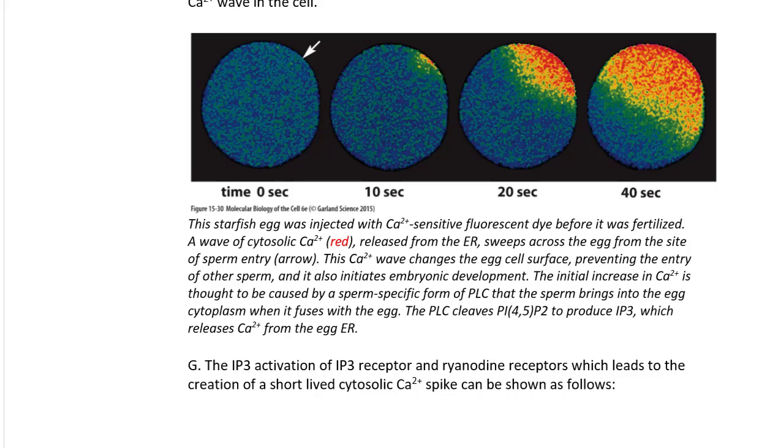The yellow color means low concentration, yellow and green. A wave of cytosolic calcium, red, released from the ER, sweeps across the egg from the site of sperm entry, the arrow. So sperm entry is right here. This calcium wave changes the egg surface, preventing the entry of other sperms, and it will also initiate embryonic development. The initial increase in calcium is thought to be caused by a sperm-specific form of PLC that the sperm brings into the egg cytoplasm when it fuses with the egg. The PLC cleaves PI45P2, PIP2 here, to produce IP3, which releases calcium from the egg ER.